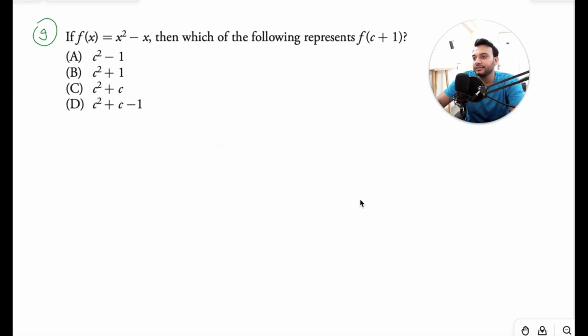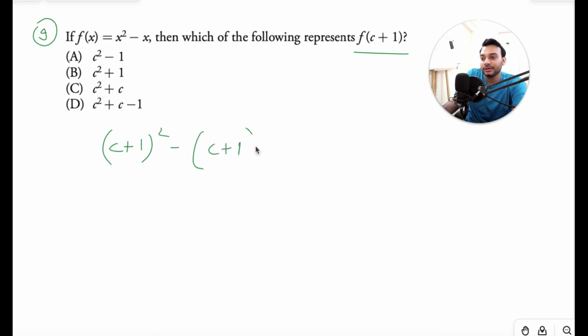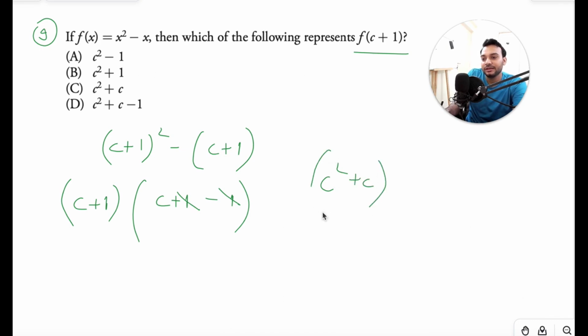Question number 9. If f(x) is equal to x squared minus x, which of the following represents f(c plus 1)? So in f(x), replace x with c plus 1: (c plus 1) squared minus (c plus 1). Take c plus 1 outside. What are you left with? c plus 1 from the first bracket, minus 1, cancelled. c times (c plus 1), or c squared plus c. That's the answer: c squared plus c, option C.